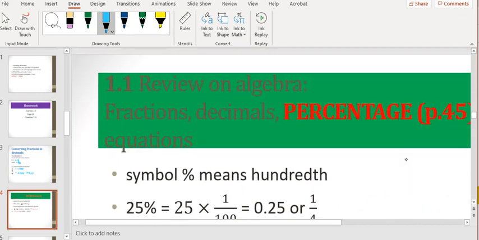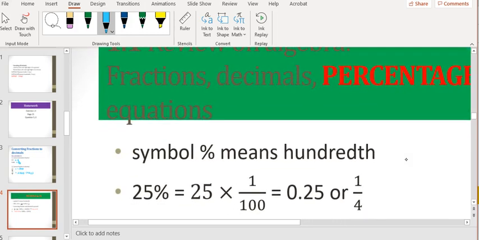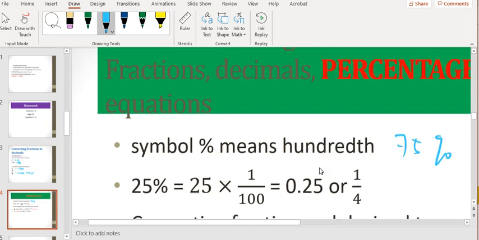The symbol of percentage means 100. So 25%, how? 25 multiply with 1/100, or in other words 25 divided by 100. If let's say I have 75%, how? Very simple, 75 divided by 100. So you have your answer, 0.75. This one is very logical, huh?